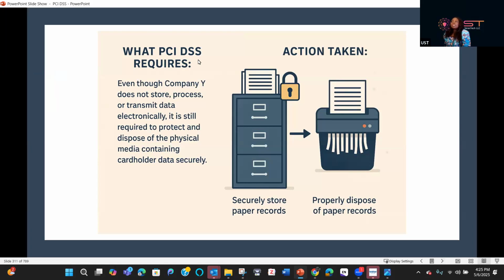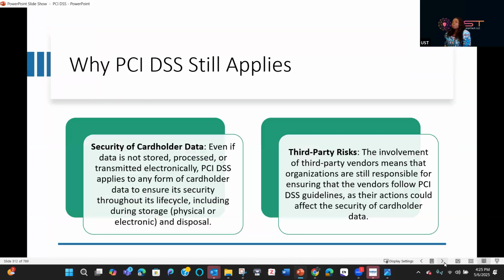So what is the PCI DSS requirement, and this is exactly what we've covered. Do you see, you have this in a secure paper records room? And if you do not need it, then get a shredder and make sure they are properly disposed of or destroyed to prevent unauthorized individuals from retrieving this information. Okay. So why does PCI still apply?